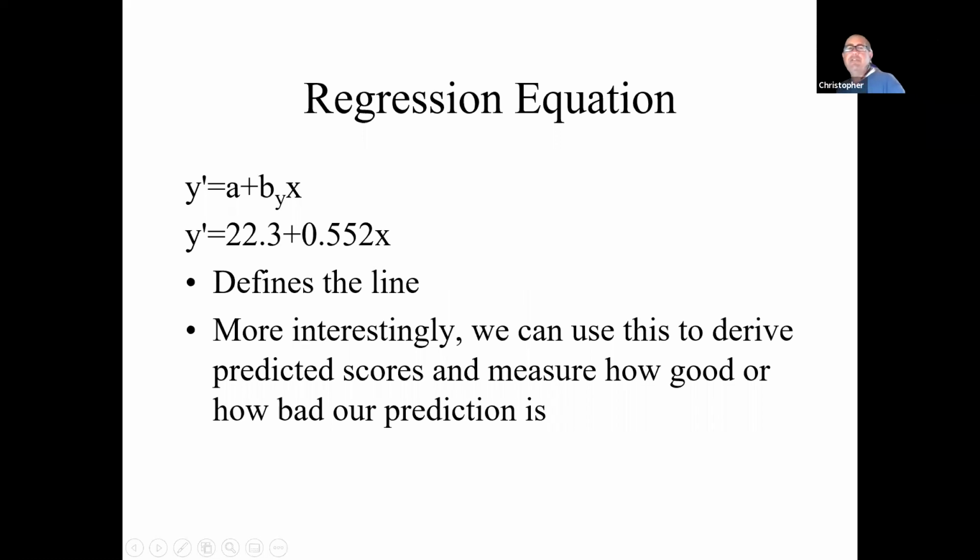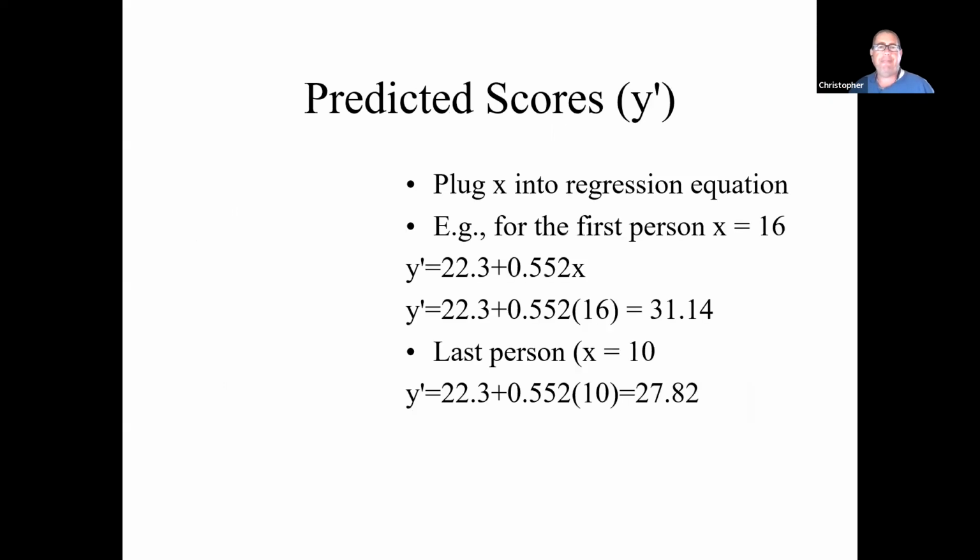All right, here is our regression equation. Y prime is equal to 22.3 plus 0.0552, the slope, times whatever the score is on X. We're going to use this to derive a predicted score. And what that means is for every single person, whatever their value is for X, we're going to plug it into this equation and calculate an individual Y prime value.